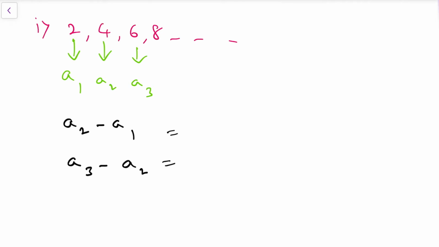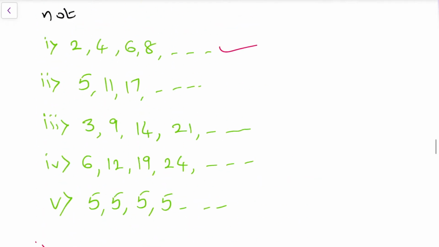Let us check now. Here, A2 is 4 minus A1 is 2. 4 minus 2, it is 2. The same way, A3 is 6 minus A2 is 4. 6 minus 4, 2. So, the common difference, that is D, is the same for both subtractions. So, we can say that the given series is in AP. Next, let us take the second question.